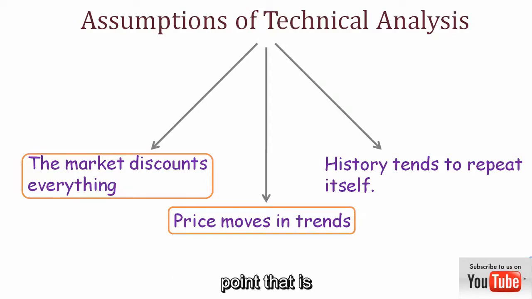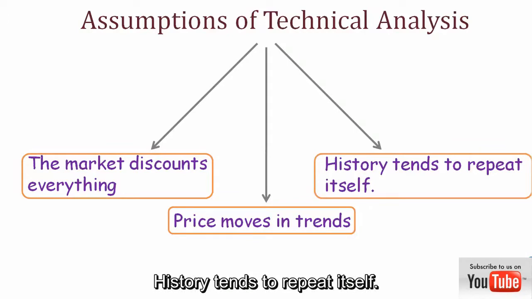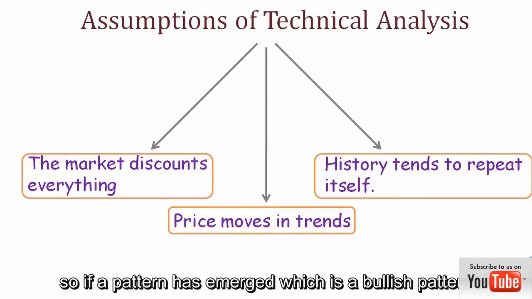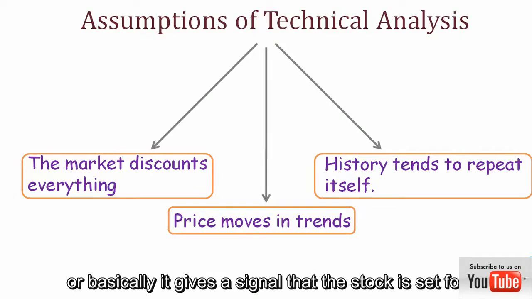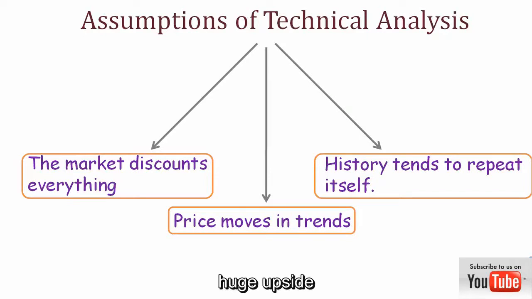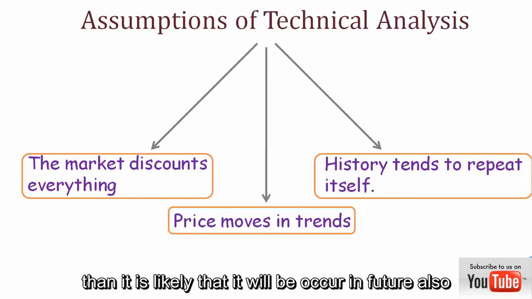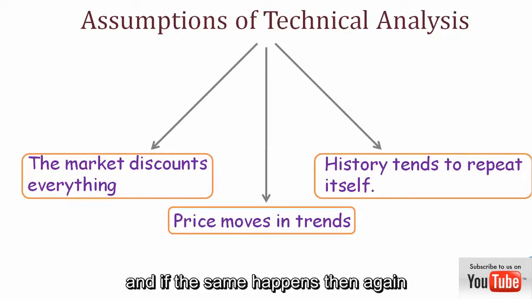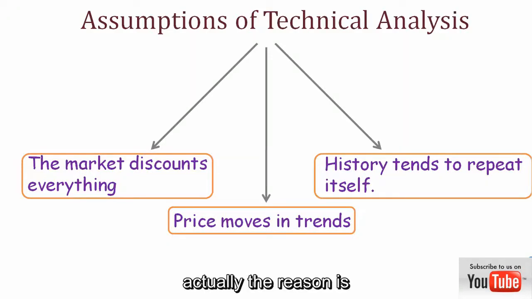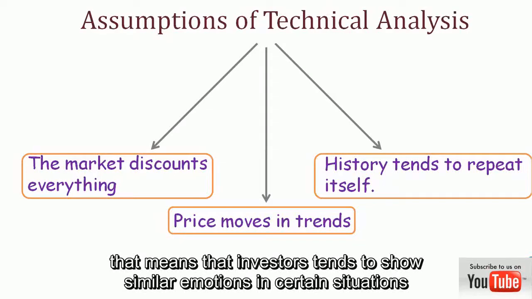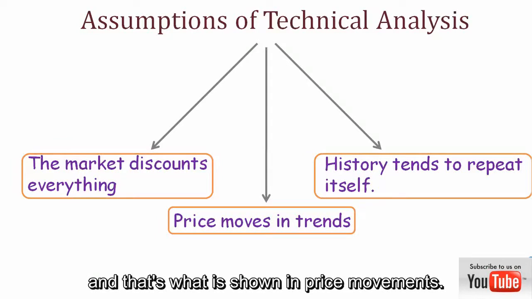Now coming to the last point, that history tends to repeat itself. If a bullish pattern has emerged, which basically gives a signal that the stock is set for a huge upside, then it is likely that it will occur in the future also. And if the same happens, then again the stock will rise. Actually, the reason is, when similar patterns occur, it means that investors tend to show similar emotions in certain situations, and that's what is shown in price movements.